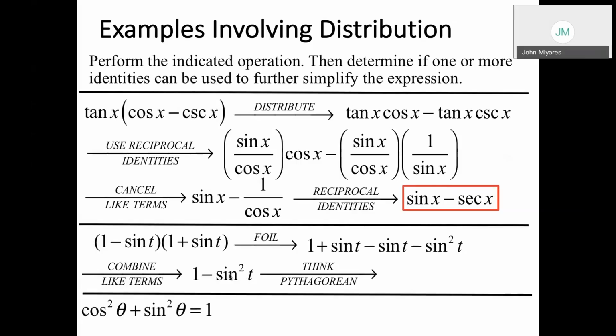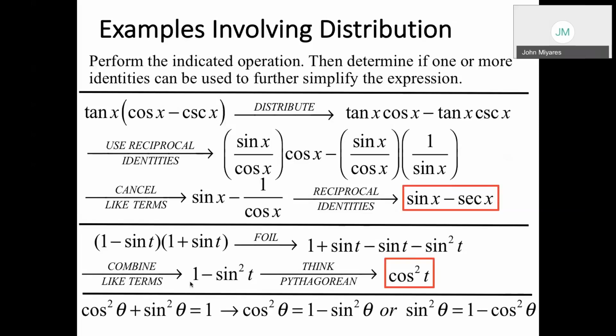I can substitute that entire expression in for the 1 right here, or we could rearrange the expression to say cosine squared equals 1 minus sine squared of theta, and have that be what I substitute in above. Or alternatively, we could rearrange this as sine squared equals 1 minus cosine squared and substitute that in for the sine squared up above. No matter which of those three cases you choose, this expression is going to simplify to just plain old cosine squared of t.